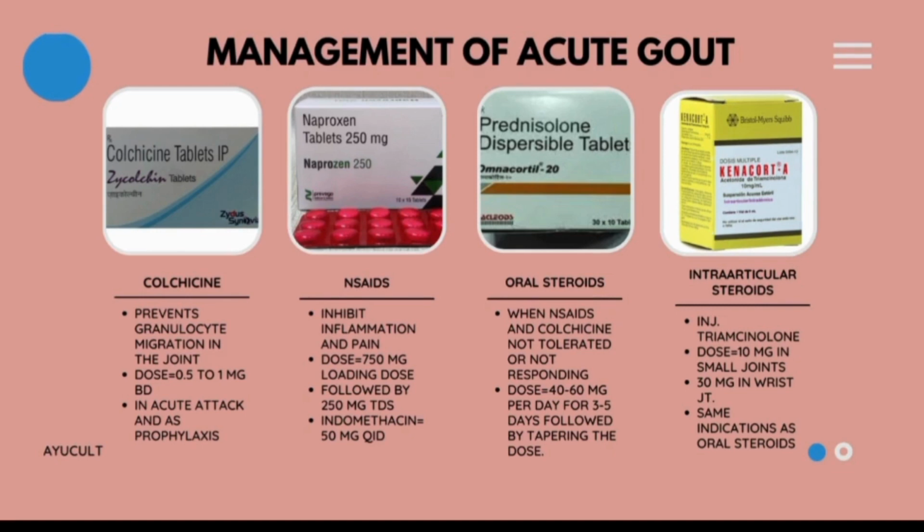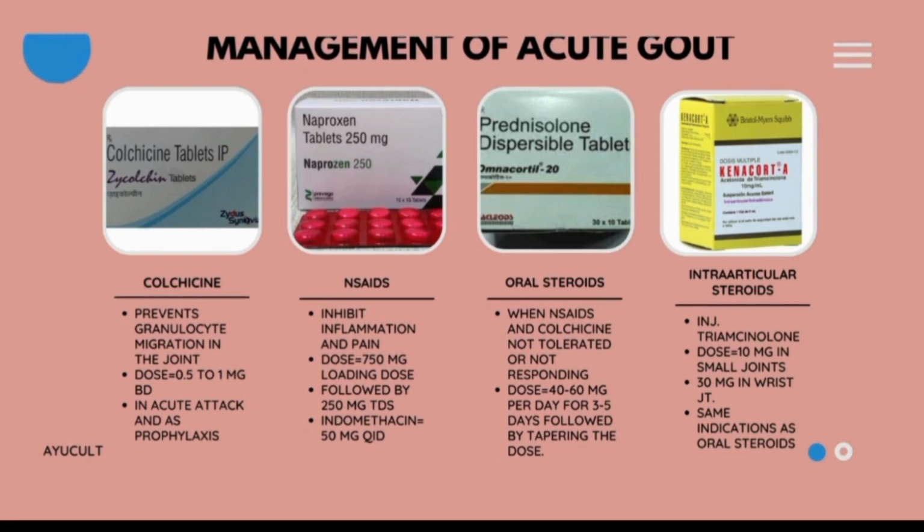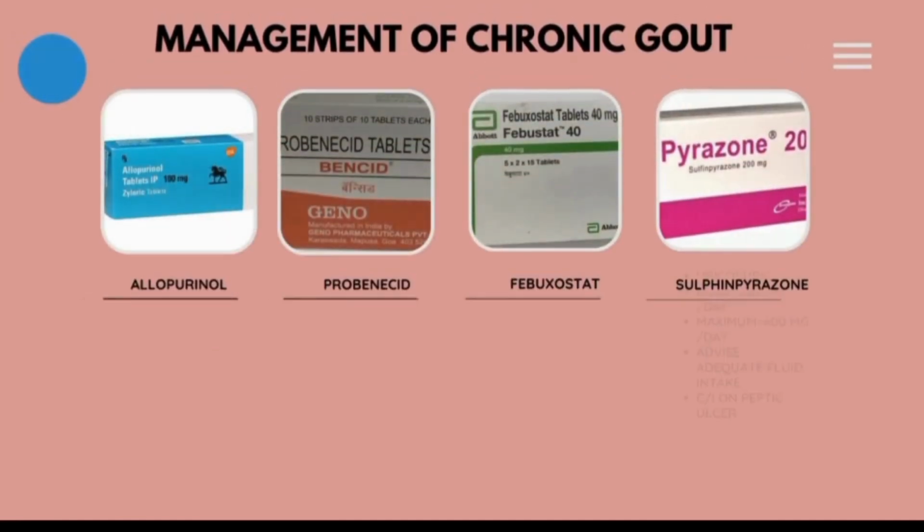Last, intra-articular steroids. Injection triamcinolone, that is Kenacort, is given inside the joint. Dose is 10 mg for small joints and 30 mg for larger joints like wrist. Indications are same as oral steroids. Now, let's study the management of chronic gout.